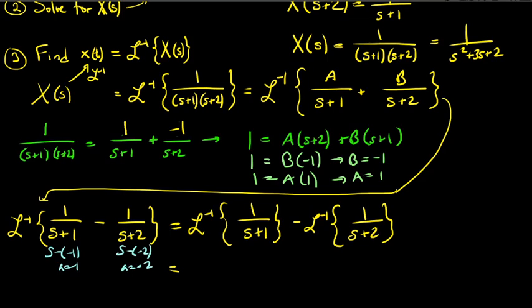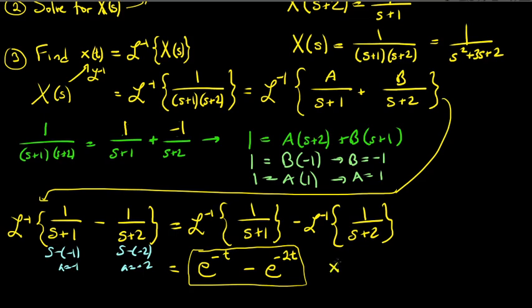So the inverse Laplace transform of 1 over s plus 1 is just going to be e to the -1 times t, or just e to the -t here, right? And then minus e to the -2t. Right. And there we go. That's it. Right? That's the solution.